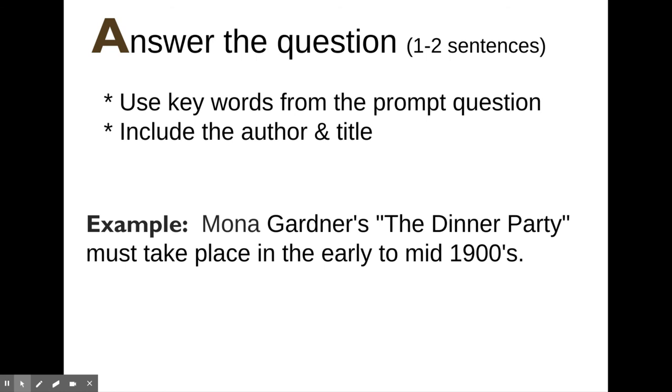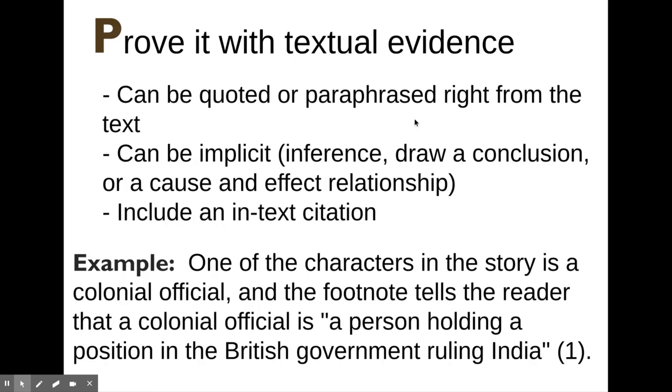Now, after I've answered that question, I have to prove it with something from the passage. That proof can be quoted, where you take it word for word with quotation marks around it to show you're taking that straight from the passage, but it doesn't have to be quoted. You can also paraphrase it, which means I'm going to put it in my own words. And actually, I would encourage you to put it in your own words. Students tend to do better. They tend to explain it better when they put it in their own words.